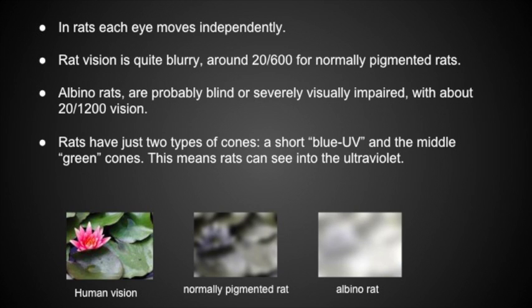Rat vision is quite blurry. Normal pigmented rats show vision measuring around 2600. Albino rats are either blind or severely visually impaired, with vision measuring around 1200. Rats, much like birds, and those few fishes mentioned previously, can see ultraviolet light. However, ultraviolet vision in rats is presently not well understood, considering most rodents are nocturnal. This unusual and unexplainable finding is currently an active area of research.